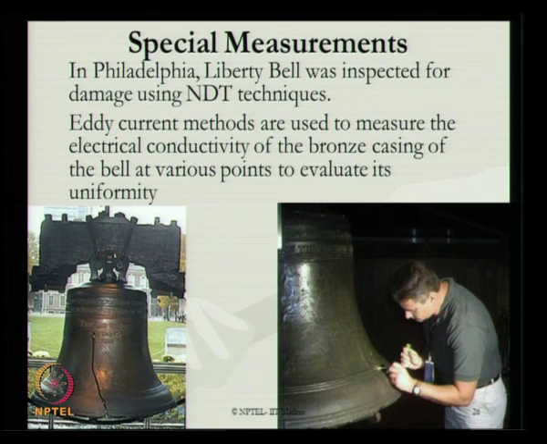For example, in Philadelphia, the Liberty Bell was inspected for damage using an NDT technique. Eddy current methods were used to measure the electric conductivity of the bronze casing of the bell at various points to evaluate the uniformity of the casing, and ultimately they detected that the ringing sound was affected because of a crack formed in the bell, and then they repaired this specific bell.